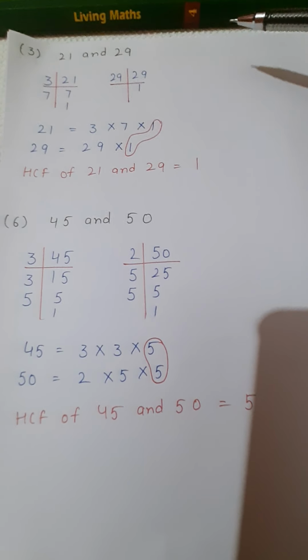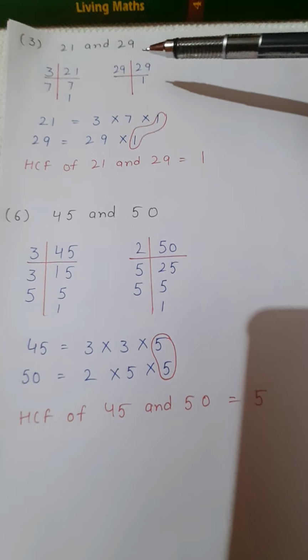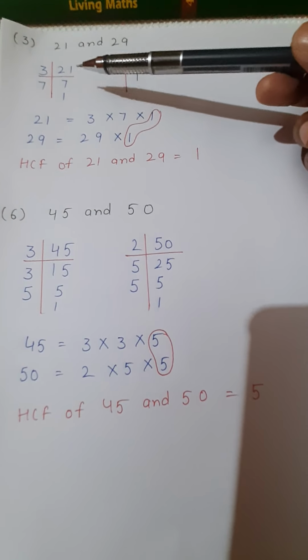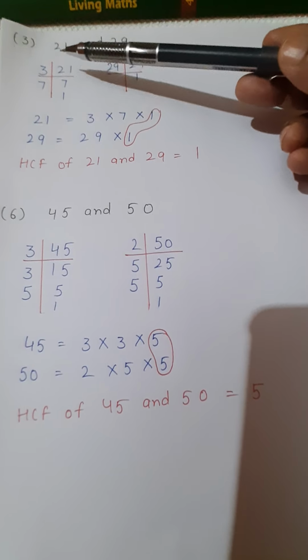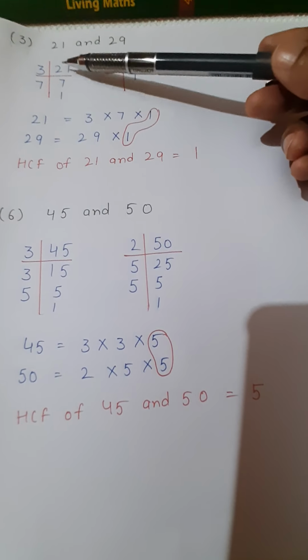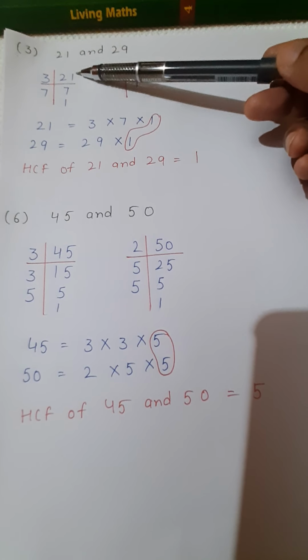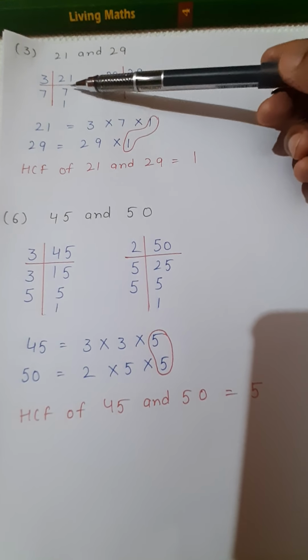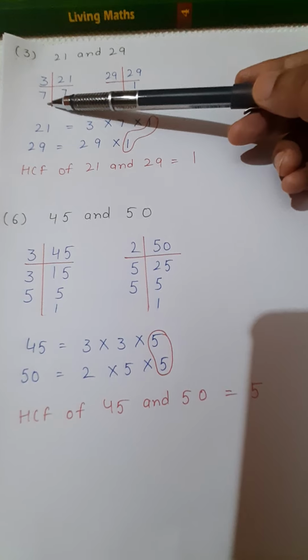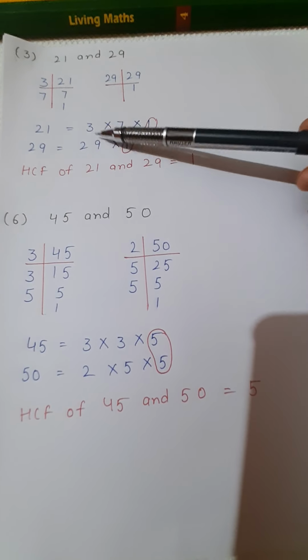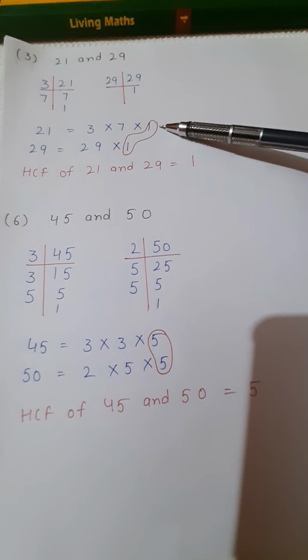Now look at the next part. The third part I am taking here is 21 and 29. Firstly, make the prime factors of 21. Use the division method this way, prime factorization. Now 3 7s are 21, then 7 1s are 7. So 3 and 7 both are prime factors. So the factors of 21 are 3 into 7 into 1.